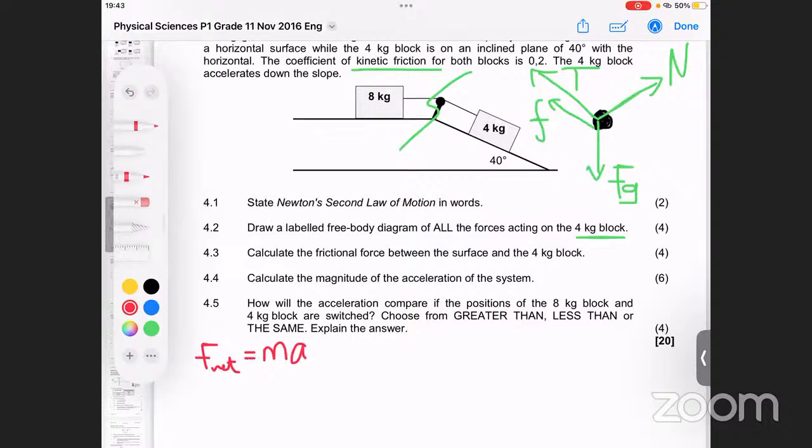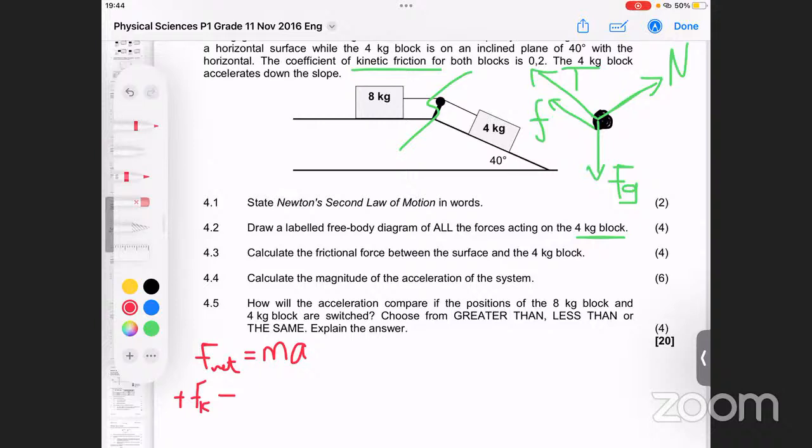I'm going to choose my right hand side as my positive. Sorry, since it's going down, I'm going to choose my left side as my positive. So I'm going to say FK minus... oh, I forgot my story.